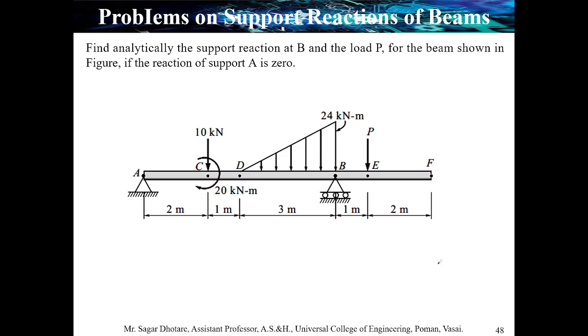now there is another example. You have to calculate, first of all, the free body diagram. One condition is given: the reaction support A is 0. If the reaction support A is 0, we have to calculate two values. First of all, the reaction at point B, that is the rolling support reaction, and the unknown force of load P. Just take 2 minutes and draw a free body diagram.